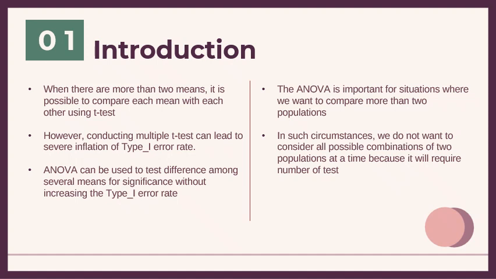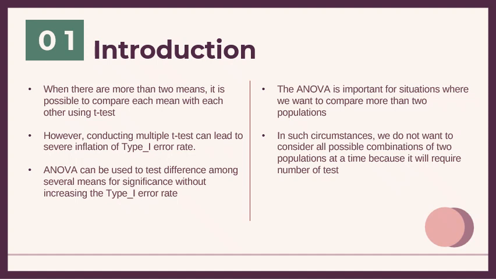Okay, let's recall: when there are more than two means, it is possible to compare each mean with each other using t-tests. However, conducting multiple t-tests can lead to severe inflation of the type 1 error rate, which we discussed in the previous topic regarding error 1 and error 2. So ANOVA can be used to test differences among several means for significance without increasing the type 1 error rate.